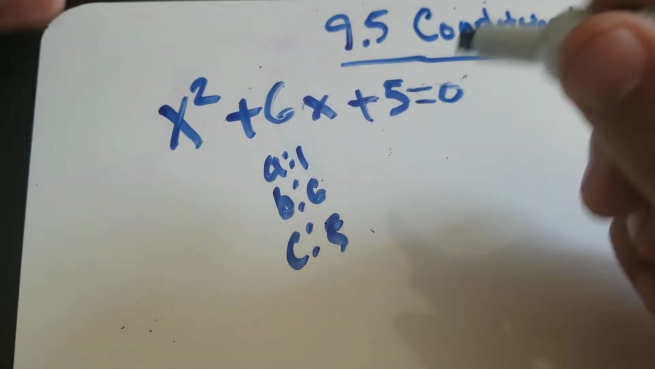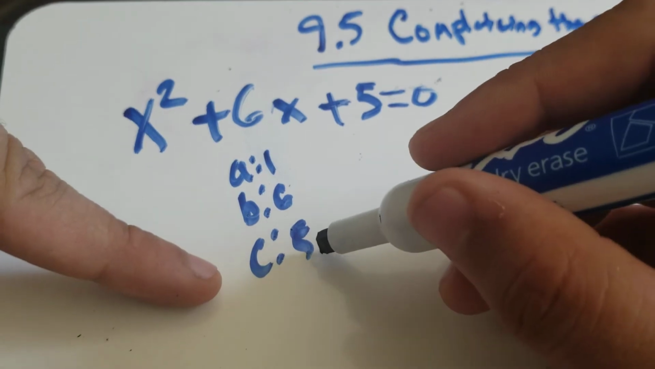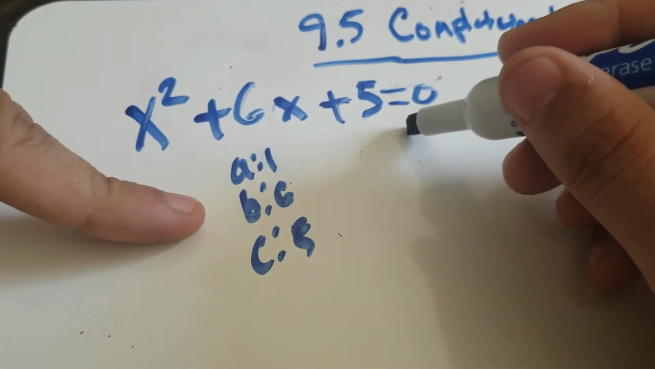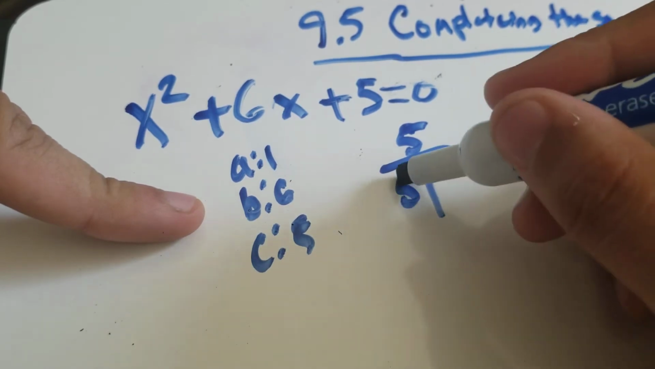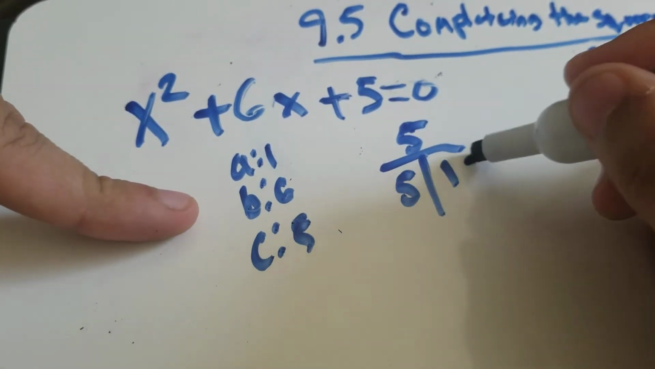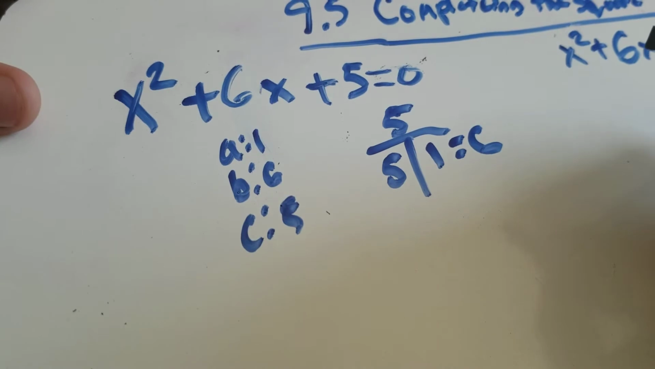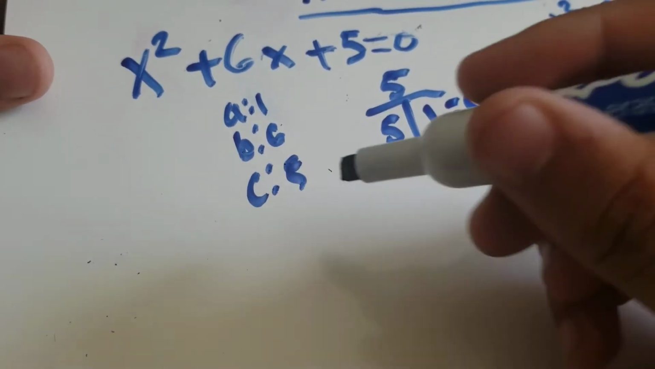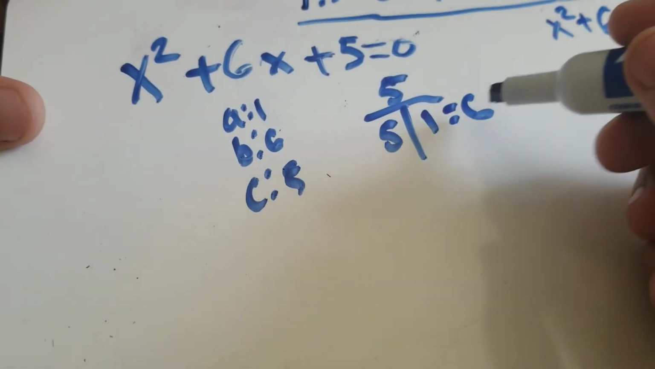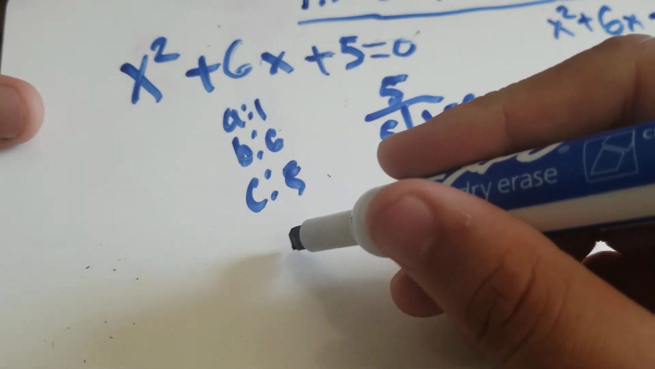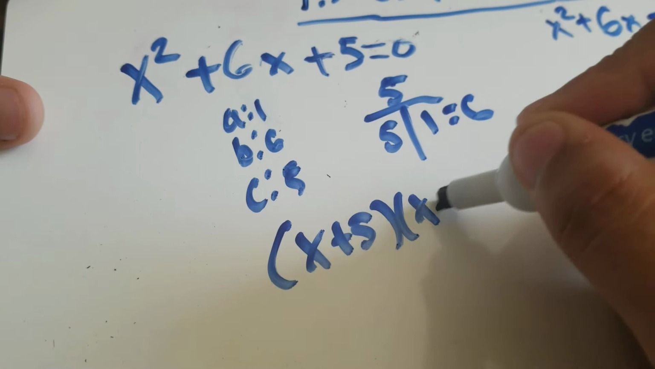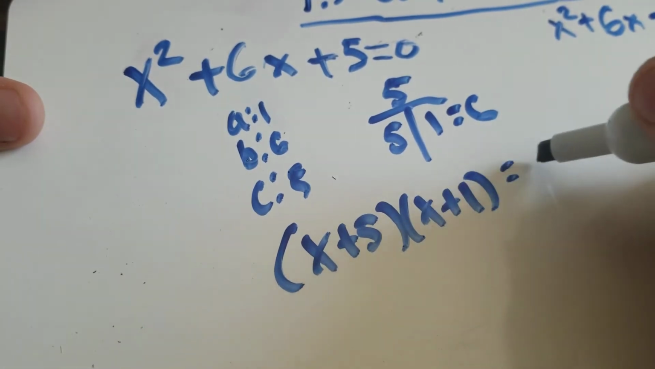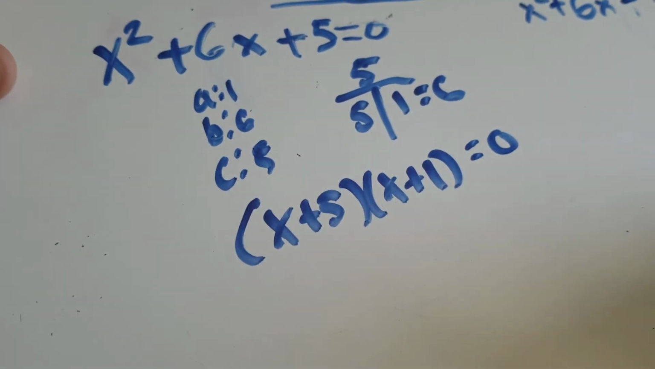Since A is 1, I don't have to do drag and slide and divide. So I want to figure out what multiplies to C that adds to B. Well, the only thing that multiplies is 5 and 1. That happens to add to 6. Now, since 5 and 1 adds to 6, we can rewrite this as x plus 5 and x plus 1 equals 0.